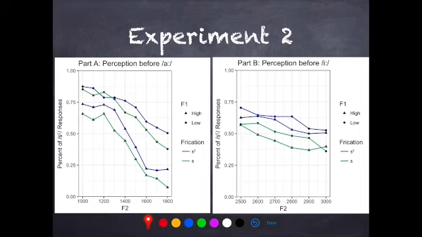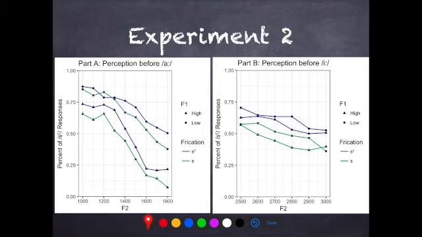The frication also influenced perception, which was unexpected, given that the center of gravity had similar values in experiment 1. It suggests that there's something in the frication itself besides center of gravity that speakers are picking up on.